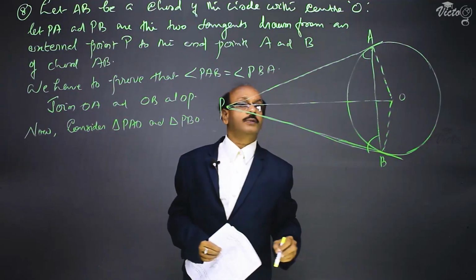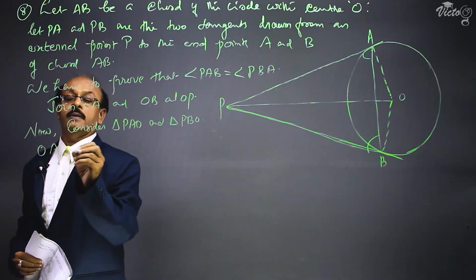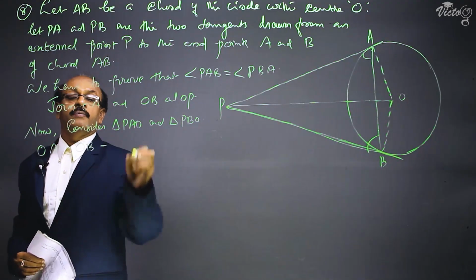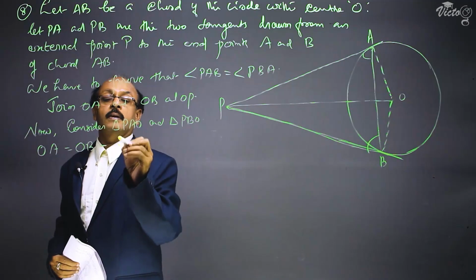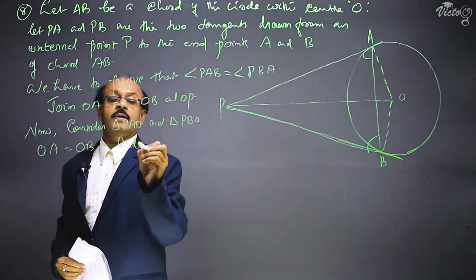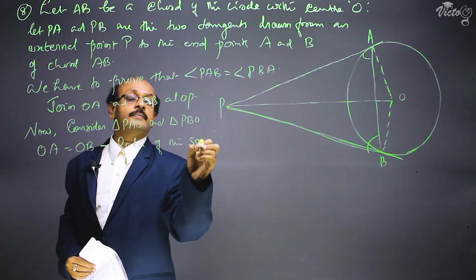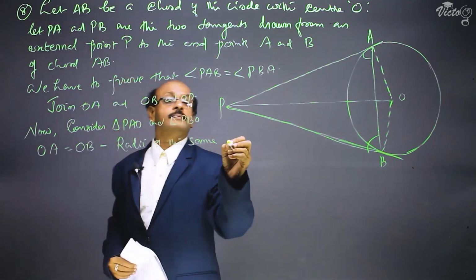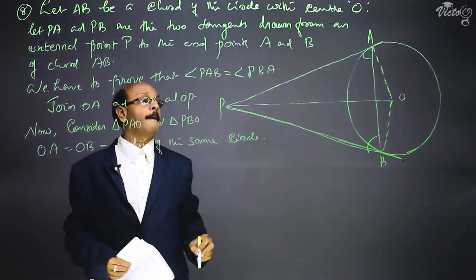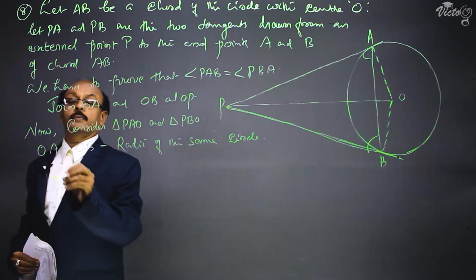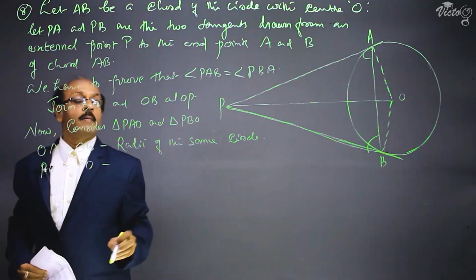OA is equal to OB. The reason is radii of the same circle. And PO is equal to PO, common side.